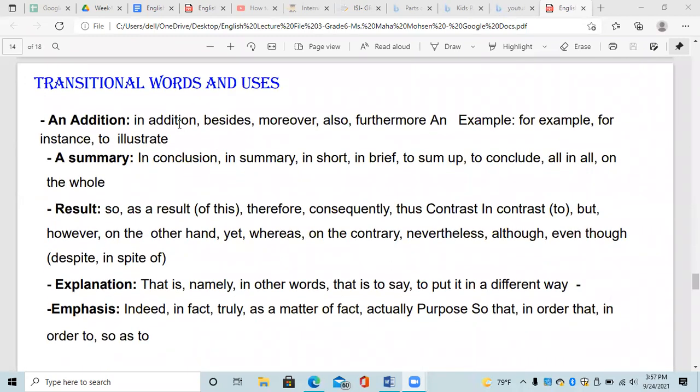So here you have the uses of the transitional words. How do we use them? To add ideas in addition, for example, you can write in addition, besides, moreover, also, furthermore. Here is an example: for example, for instance, to illustrate. So if you're writing an example, you write for example, or for instance, or to illustrate. If you're adding a new idea, you write in addition.